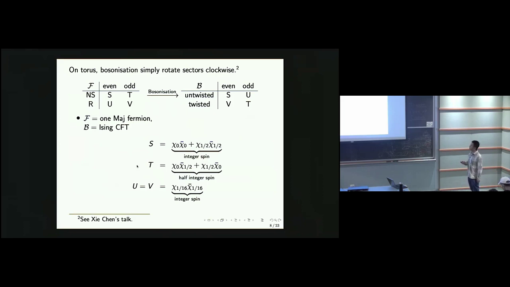Suppose that we start with a fermionic theory, which is the 1 Majorana fermion. And then you can work out the partition function of these 4 sectors. And indeed, the partition function, which is the sum of S and T, contains half integer spin states. So it means that the theory is indeed fermionic. And after bosonization, I'm just using this map, where the bosonization rotates these 3 sectors. Then after this map, the partition function is S plus U. And indeed, both S and U only contain states with integer spin, so they are bosonic. So this is the famous Ising CFT.